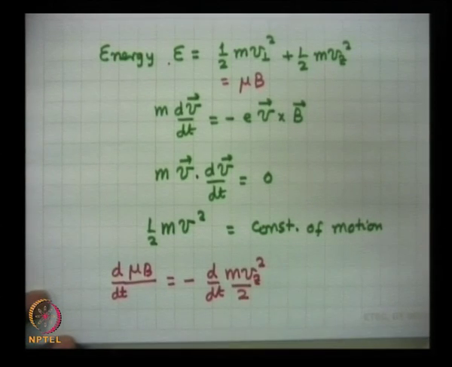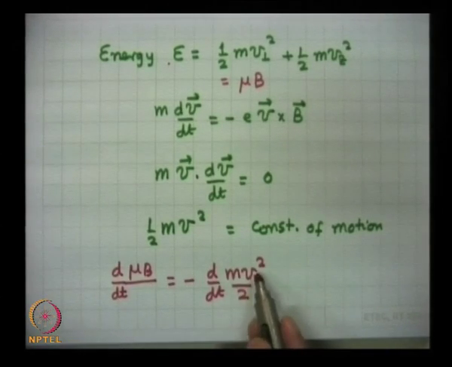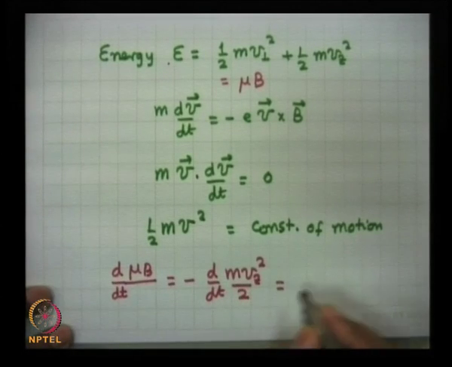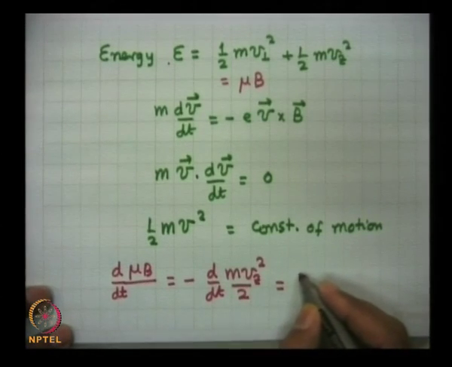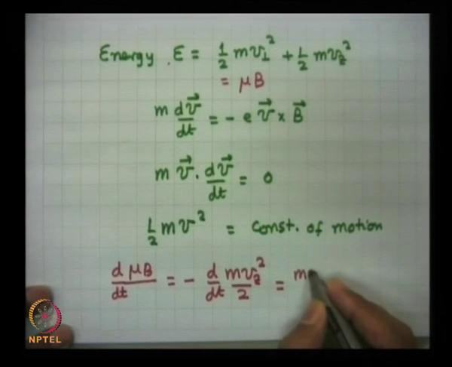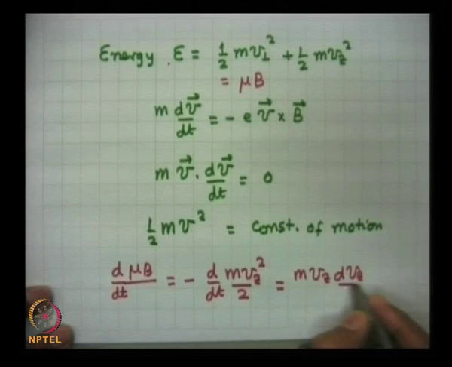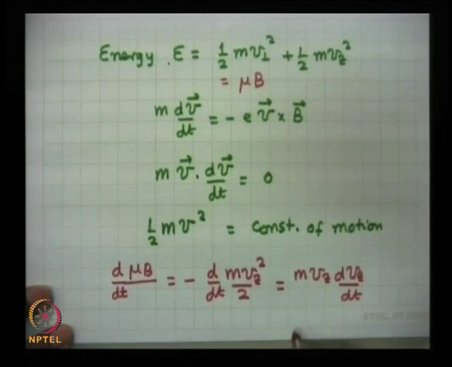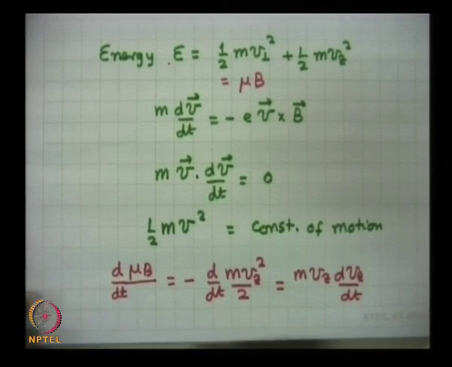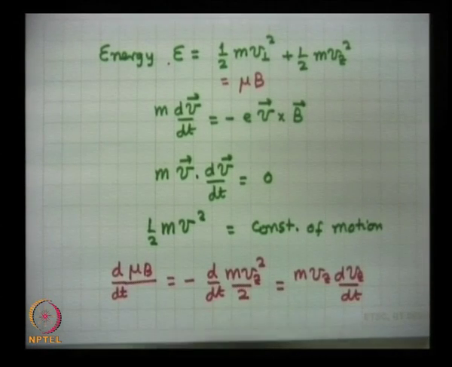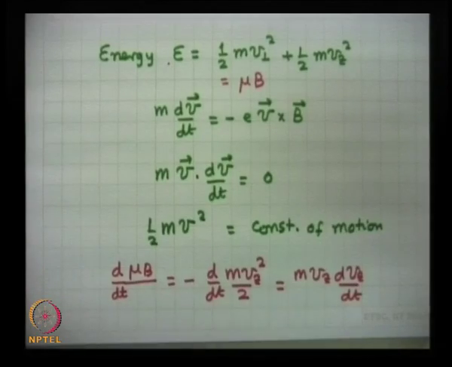Now, m by 2 is a constant. So, this becomes equal to m Vz dVz by dt, and dVz by dt I have already obtained in terms of mu delta Bz by delta z. So, let me substitute for this, and what do I get?